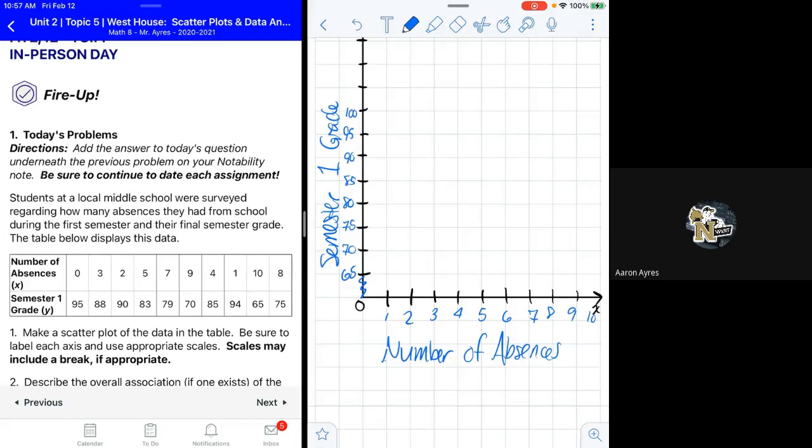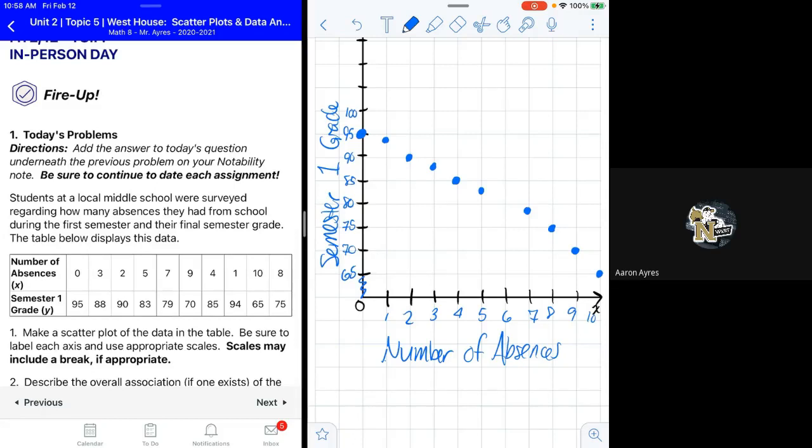All right. Start plotting points. Okay, I have 0, 95, so I have a point right here. And then 388 is approximately here. And then 290, right about there. 583. 779, 970, 485, 194, 1065, 875. All right, that's my plot. How does yours look? Does it look pretty close to mine? Is everybody okay with that?